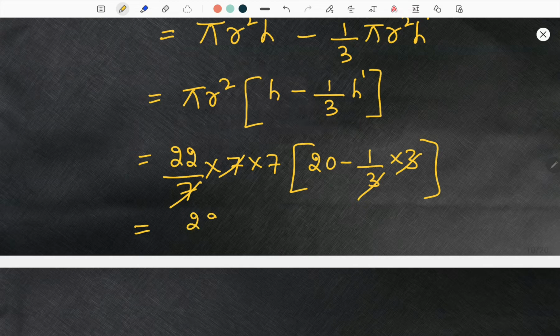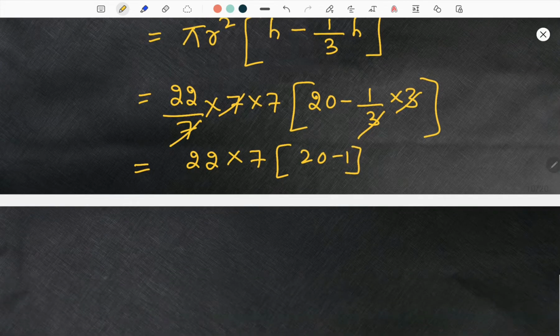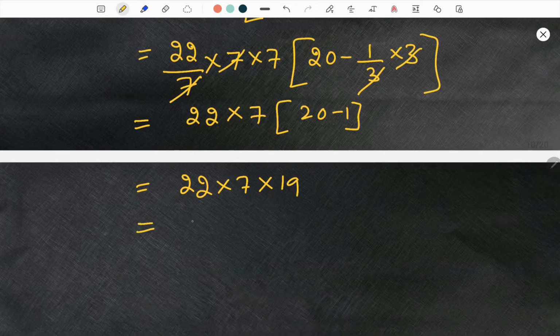It becomes 22 into 7 bracket, you can take it as 20 minus 1, and ultimately it becomes 22 into 7 into 19. Now it's all about calculation, so that is like 22 into 19 sevens. Do you know what is 19 sevens? 19 sevens is 171, right? You should know the tables, otherwise you can do 19 into 7 also, you can confirm, but make sure that you are not doing it wrong.